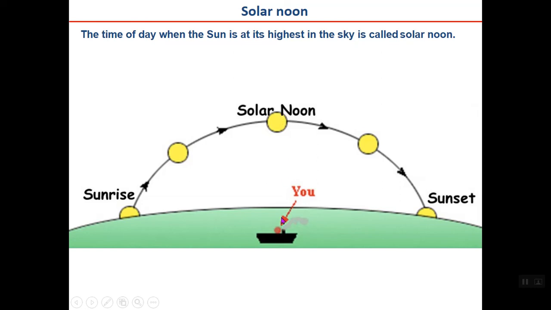Here, if you are here and this is the sun, solar noon is the time of the day when the sun is at its highest location, or zohr as we say. You know that the time between sunrise and solar noon is equal to the time between solar noon and sunset.